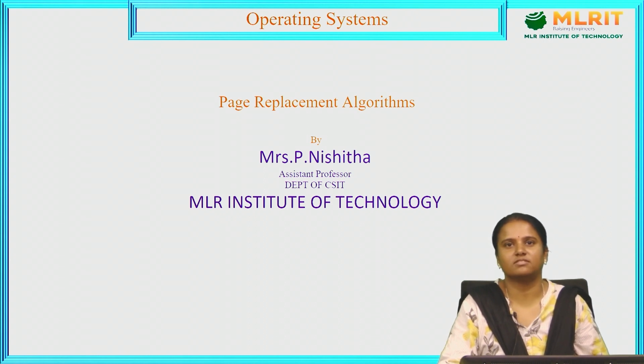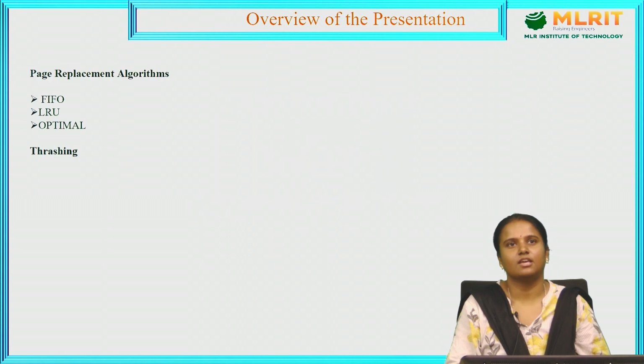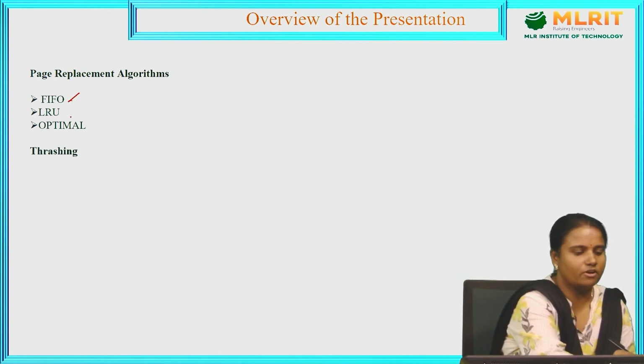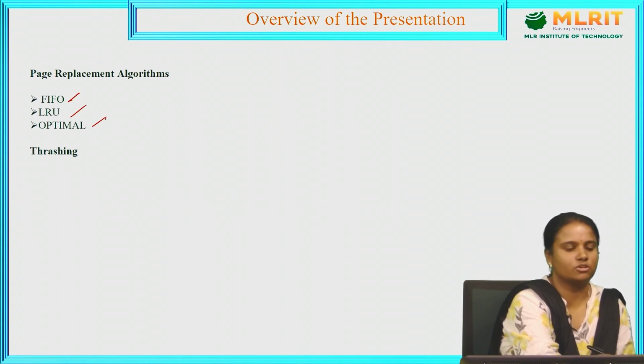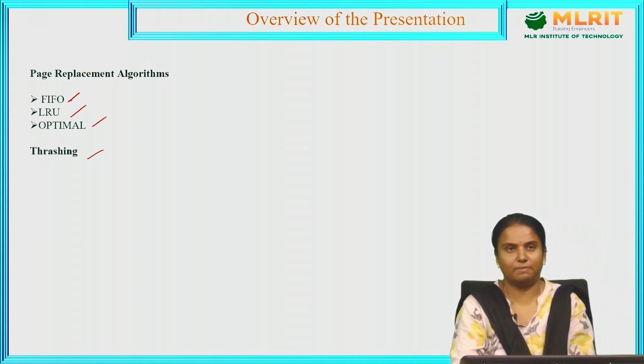In previous sessions, we have seen about Banker's algorithm and deadlock characterization, and what a page table and paging are. So in this session, we are going to see about page replacement algorithms. Let us see the overview of this presentation. We are going to see page replacement algorithms, which are classified into three types: FIFO, LRU and optimal. We are also going to discuss thrashing. First, let us start with page replacement algorithms.